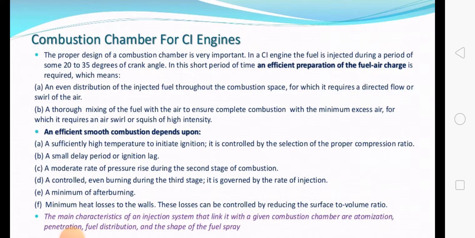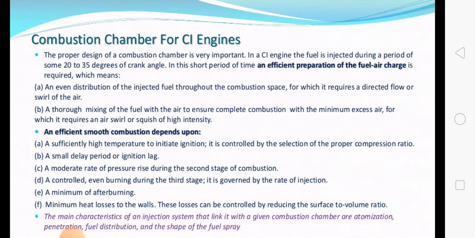If two jets of fuel are 180 degrees apart, they require air only half a revolution during the compression process. The proper design of combustion chamber is very important, as I explained. In a CI engine the fuel is injected during a period of around 20 to 30 degrees of crank angle. In this short period of time, an efficient preparation of the fuel-air charge is required.